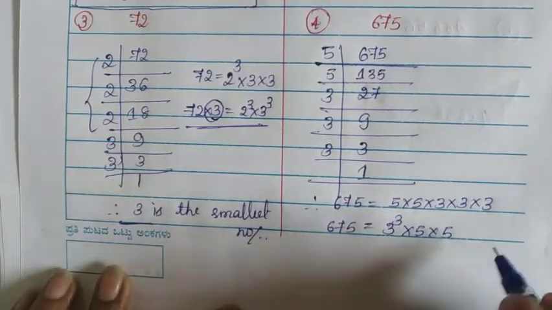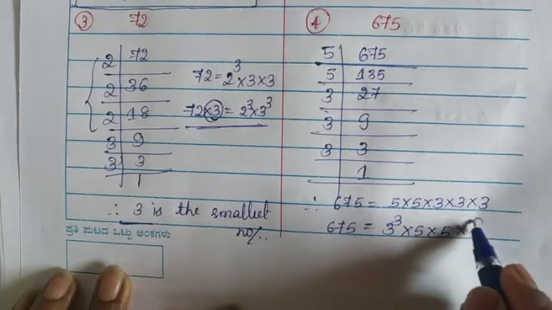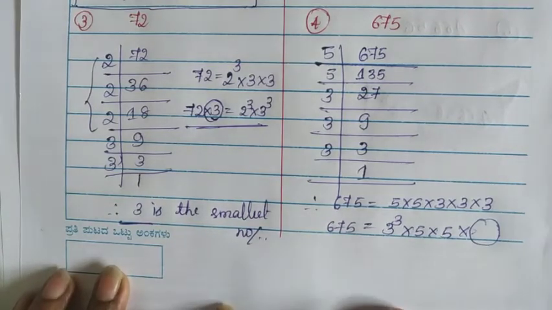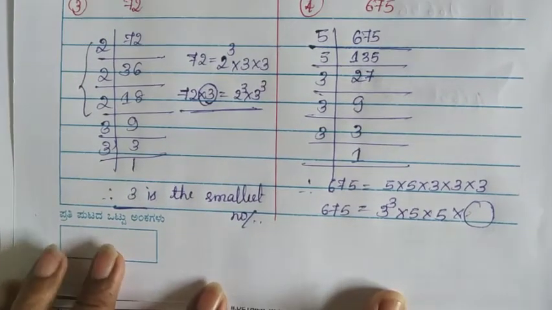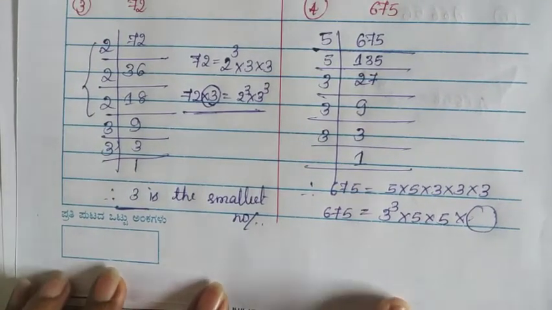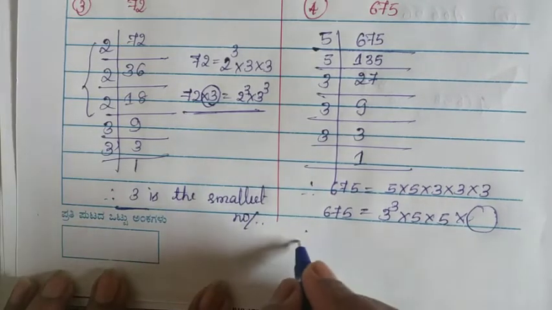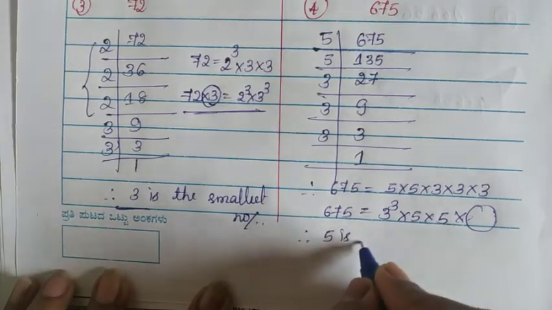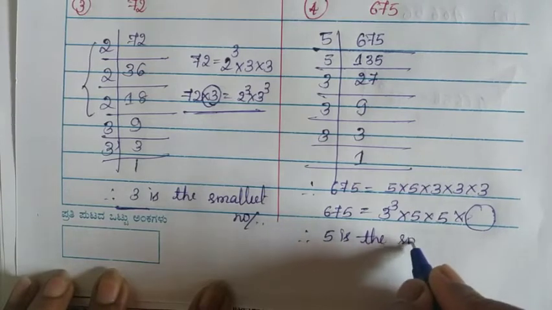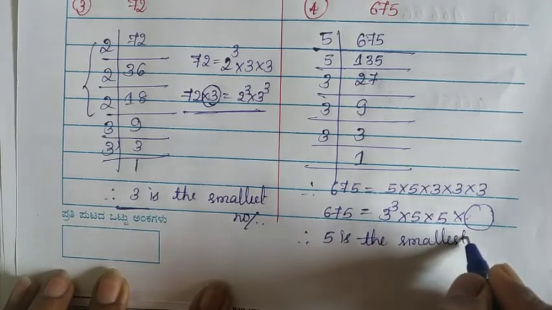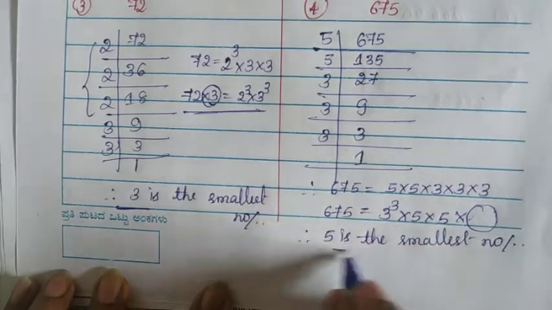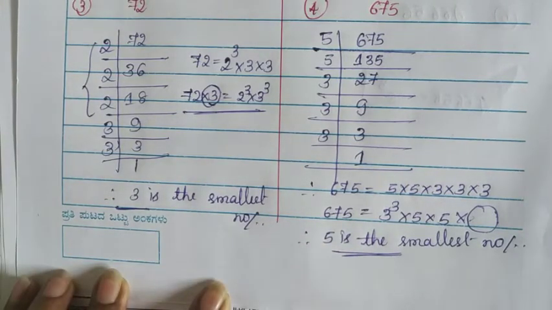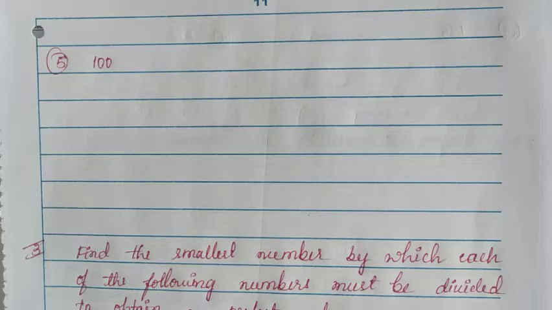Observe children, here which number is needed to complete the 5 as a cube? Yes, another one 5 is needed here. Therefore 5 is the smallest number which is multiplied with 675 that gives the perfect cube. Okay.